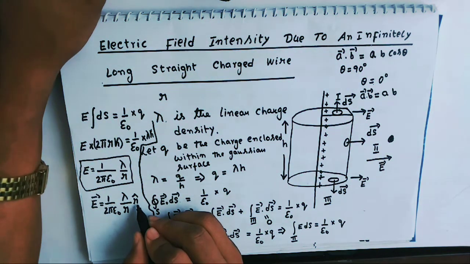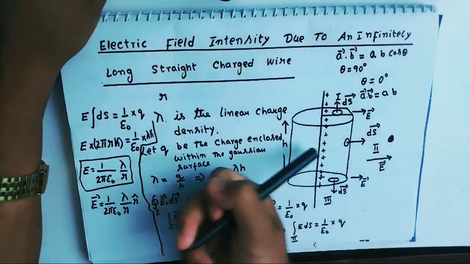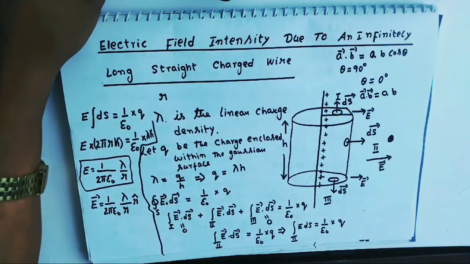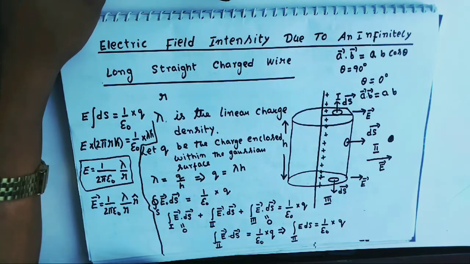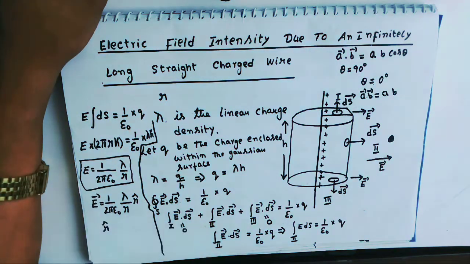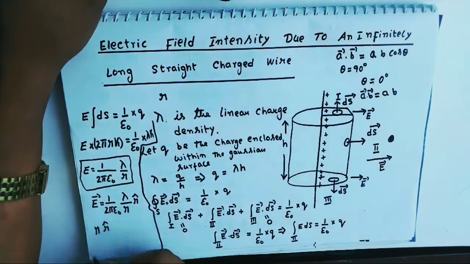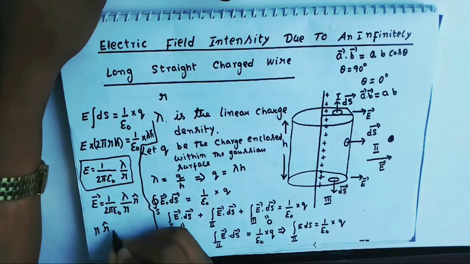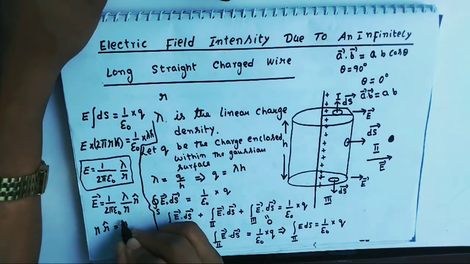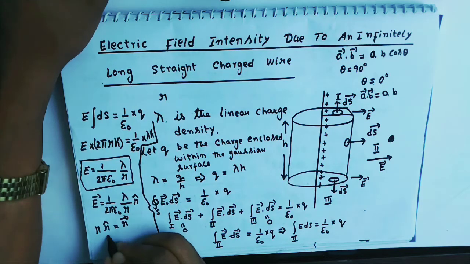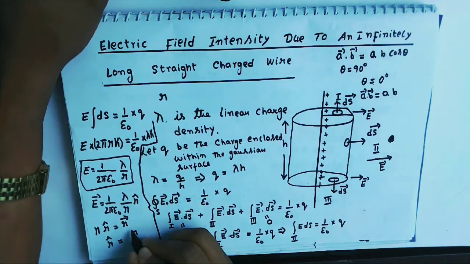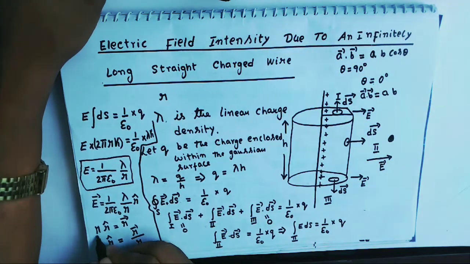Here r cap is the unit vector which is along the radius. Or if you want to express further, this r cap multiplied with the magnitude of r is equal to vector r. So this r cap is equal to r vector divided by r. So how do you get this?